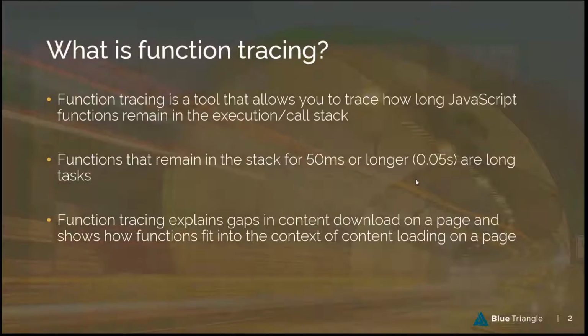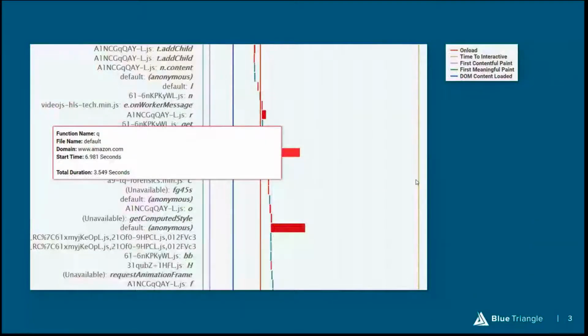and it shows how those functions that might be preventing content from downloading also fit into the content download schema. So the next slide here is just an illustration of a function tracing measurement that we took for Amazon's homepage. So this is showing all of the functions loading on the page that took longer than 5 milliseconds. And you can see there are a couple of really long ones. This function Q from the file name default lasted for 3.5 seconds on the page.